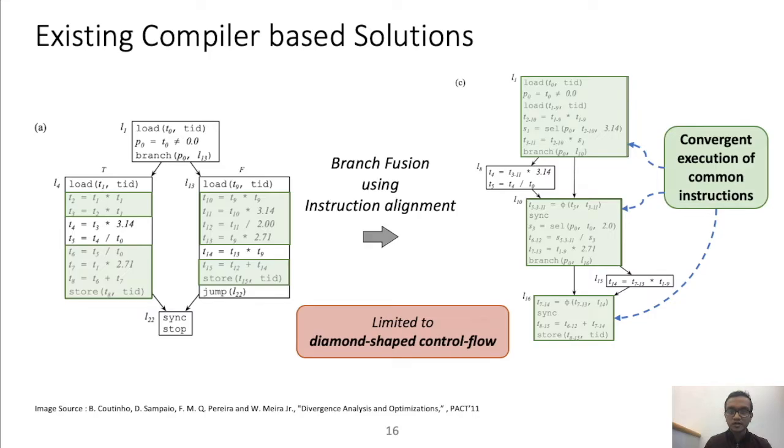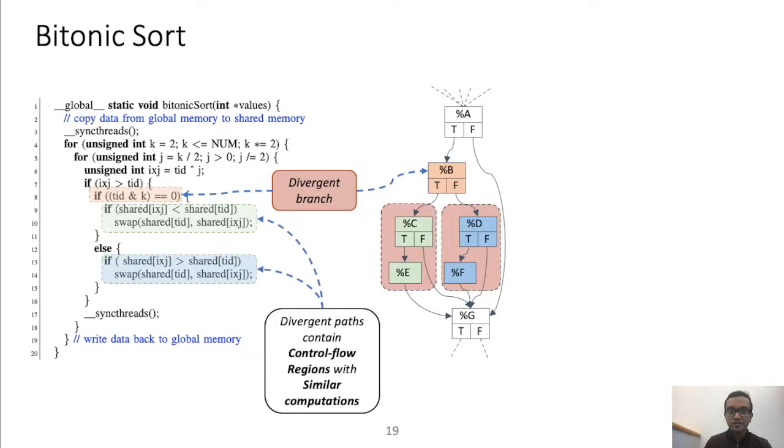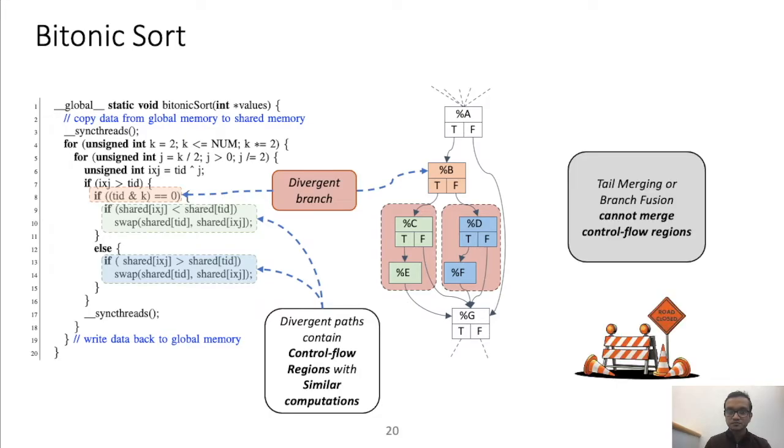Now let's look at a real-world example with more complex divergent control flow. This is a CUDA implementation of bitonic sort. Its control flow graph is shown on the right. Bitonic sort is a well-known parallel sorting algorithm. This kernel contains a divergent if-then-else branch inside a doubly nested loop. And the if and else paths of the divergent branch contain control flow regions with similar computations.